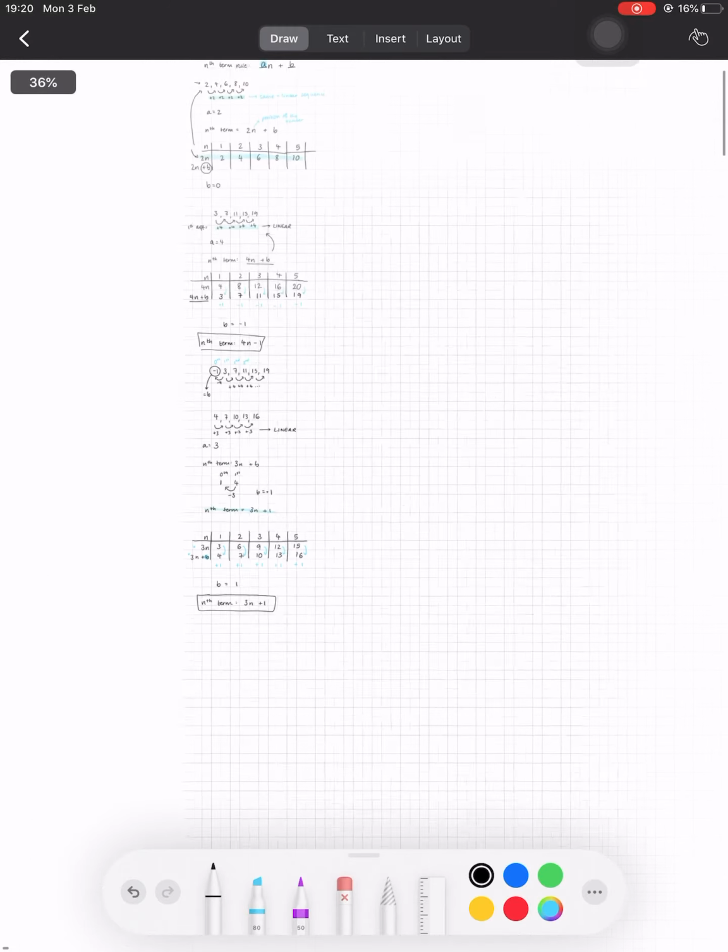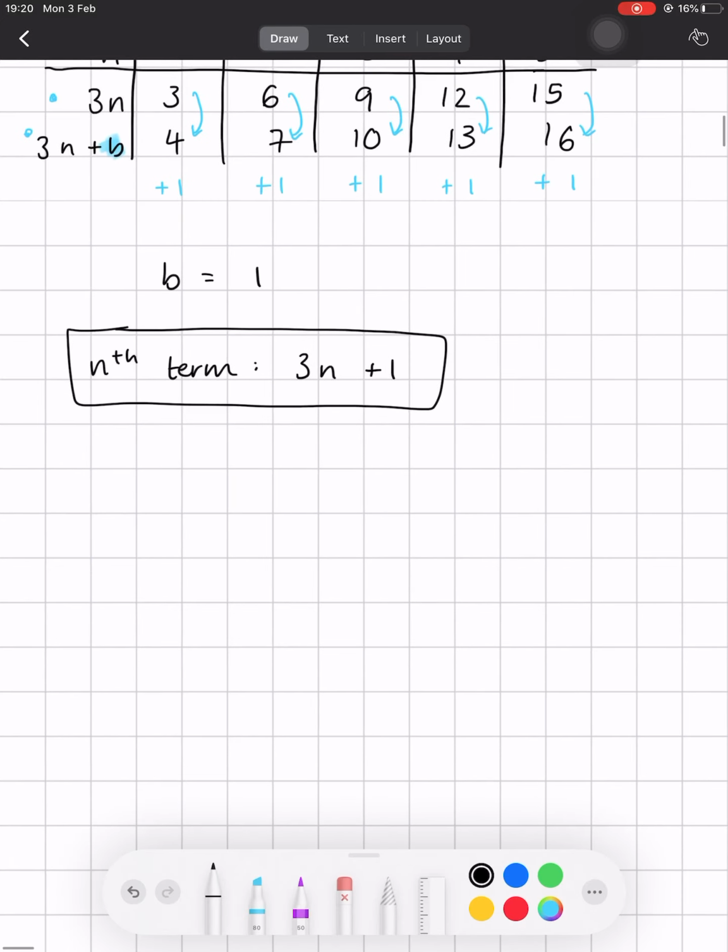So hopefully that made sense. The next part of the video will be showing you how to use this nth term to work out different numbers in the sequences. So for example, they might tell you to work out the 10th term of the sequence using the nth term.